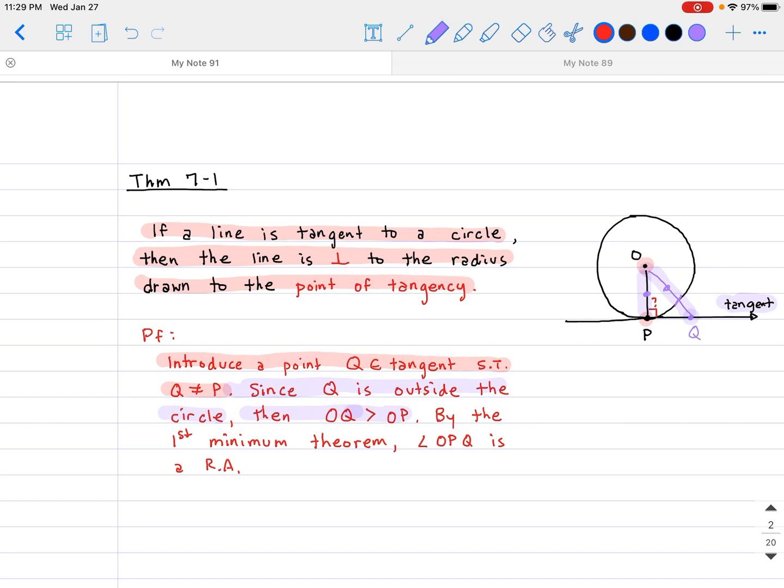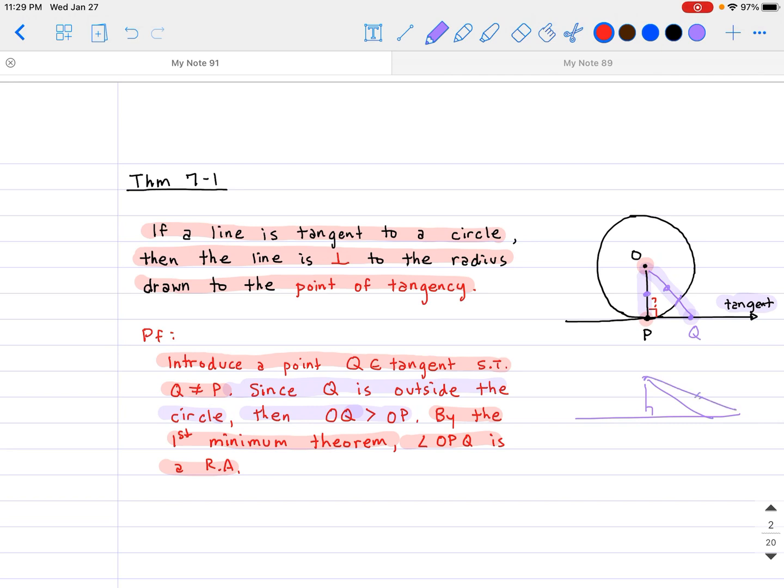Then if we go back to a few chapters ago, there was something called the first minimum theorem that says that if any point on the tangent is going to be longer than this certain line segment that we have, then we can say that OP over there is going to be my right angle. Meaning that the shortest distance from a point to an external line is going to be the perpendicular, because anywhere else is always going to be bigger, and so forth.